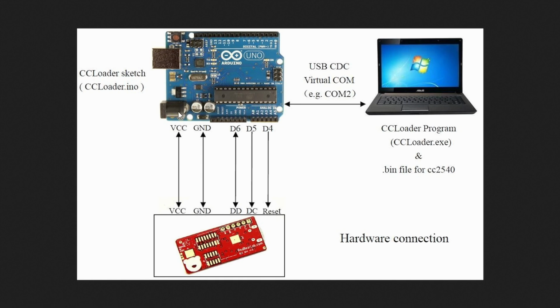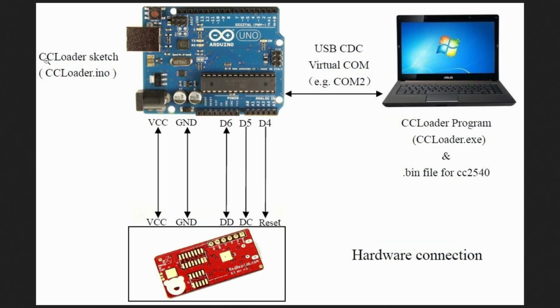If I take a look at the picture provided on the CC Loader GitHub page, we need to connect Arduino Uno pins D4 to D6 to the DD, DC and reset pins, but we don't know the pinout of our target board yet. So the next thing we need to do is to find that.